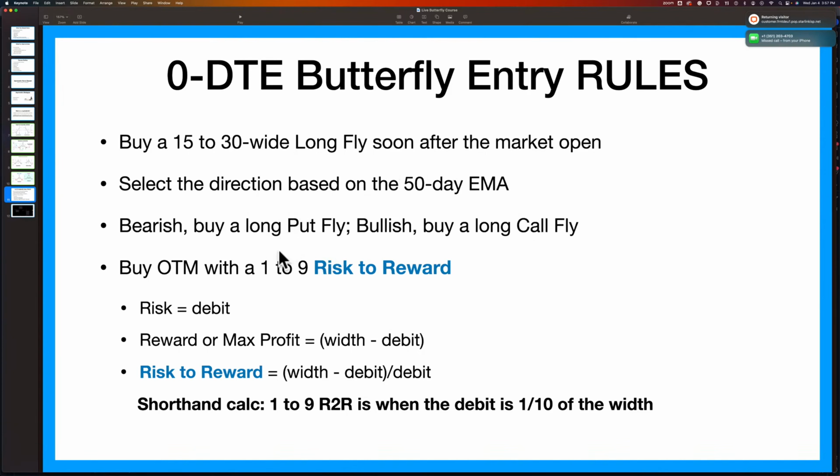Just that sometimes, because it would be so far out of the money, if you tried to do a call fly in a bearish situation, the liquidity might not be there. But with the SPX, that's not an issue. Anyways, we just do it by convention: put fly for bearish and call fly for bullish.